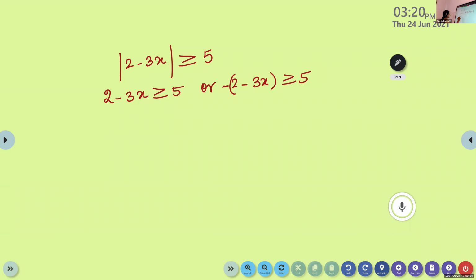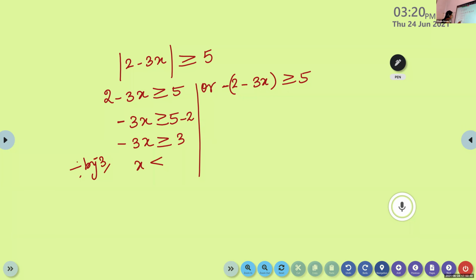So we can write this as minus 3x is greater than or equal to 5 minus 2. I'm taking only the first part. So we get minus 3x is greater than or equal to 3. I'm going to divide by 3. Whenever we divide by negative 3, the inequality will change. So x is less than or equal to minus 1.